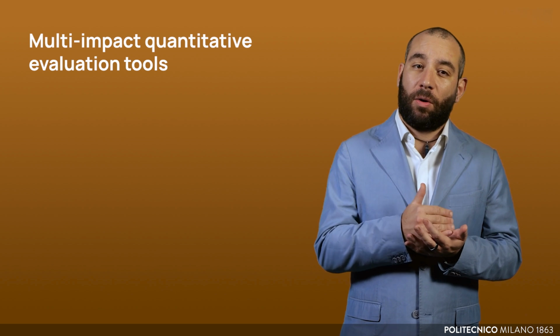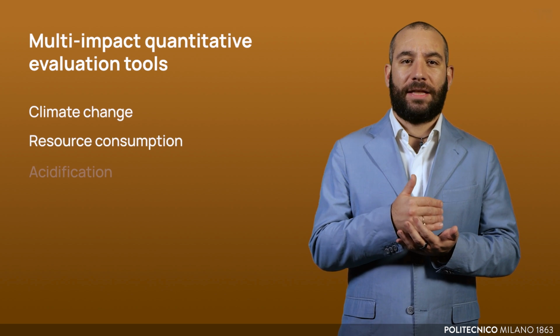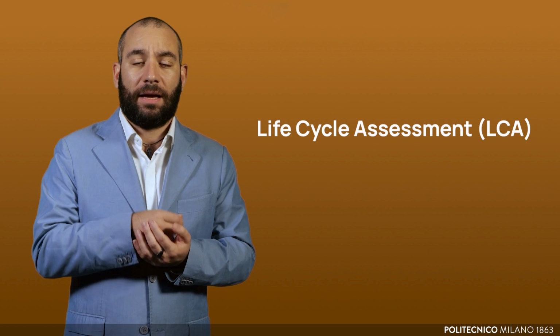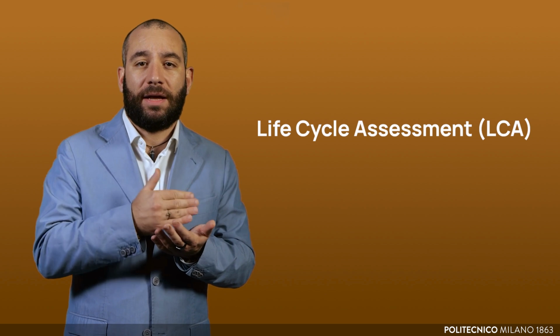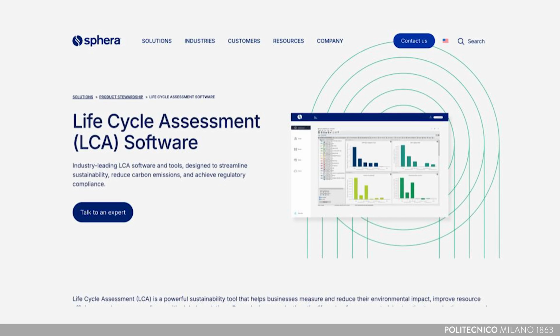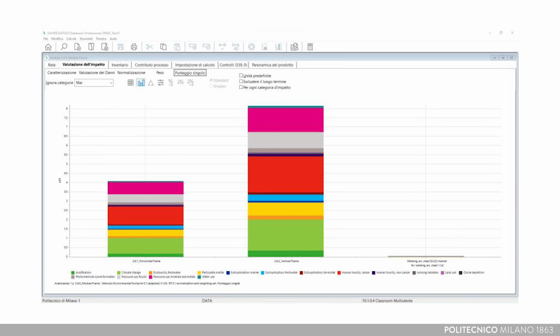These are able to quantify all the environmental impacts of a product, such as climate change, resource consumption, acidification, eutrophication, toxicity, and other parameters. The most widely used and scientifically reliable method is life cycle assessment, or LCA, which measures the environmental impact of the product at every stage of its life cycle. Among the most widely used LCA tools is OpenLCA, a free and open source tool. Meanwhile, among the most commonly used paid tools are Sphera and SimaPro. The main advantage of these tools lies in their reliability, while the disadvantage is their relative complexity of use.